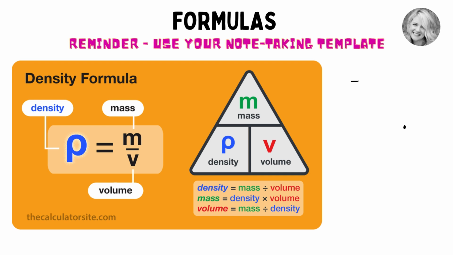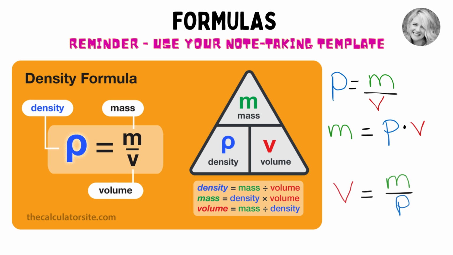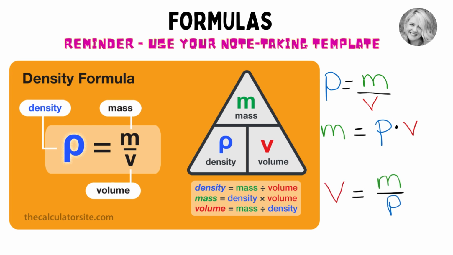You can make a pyramid tree with density, mass, and volume, and if you need to, you can recalculate this based on what you're trying to solve for. Density equals mass divided by volume. If you're trying to solve for mass, mass equals density times volume. And if you're trying to solve for volume, volume equals mass divided by density.